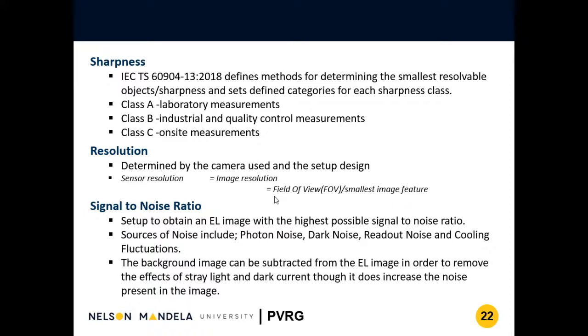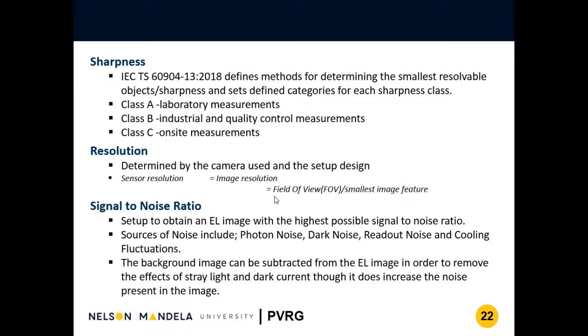So the resolution of the image is determined by the camera used and the setup used. The more cameras you use, so that you can take a single module EL image, make it up of several images and stitch them together, then you'll end up with a better resolution image.